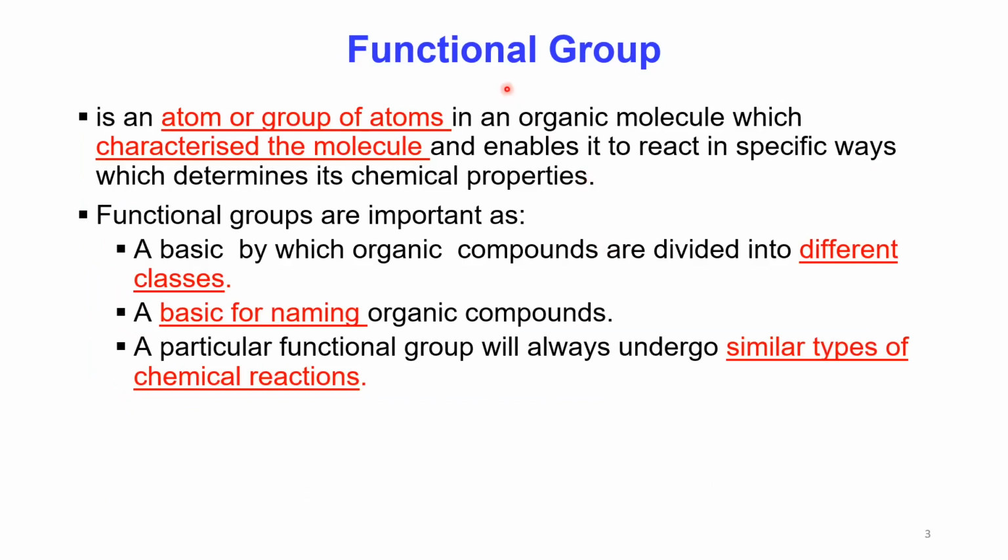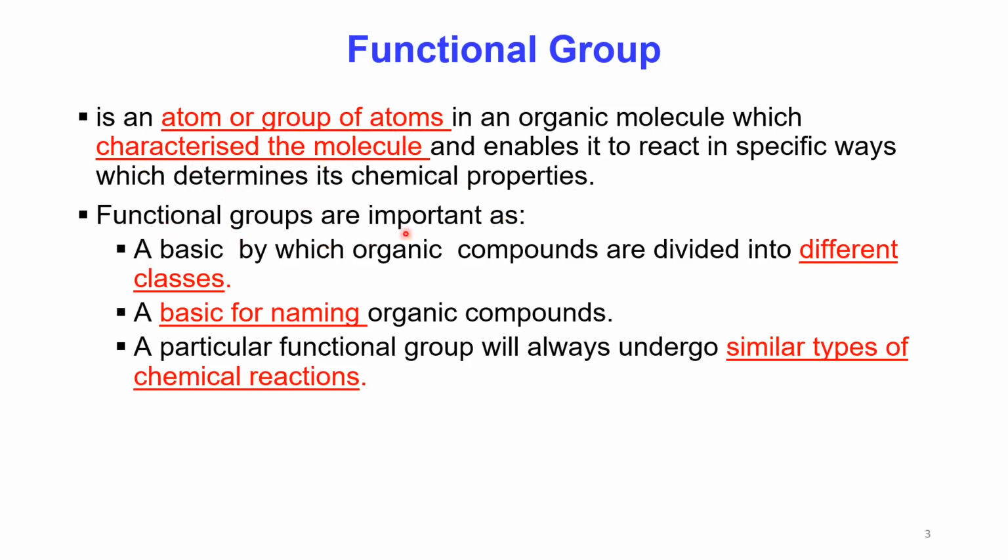Okay, so now we look at the definition of functional group. A functional group is an atom or group of atoms in an organic molecule which characterizes the molecule and enables it to react in specific ways, which determines its chemical properties. So this is the definition of functional group, and the keywords are an atom or group of atoms that characterize the molecule to determine its chemical properties.